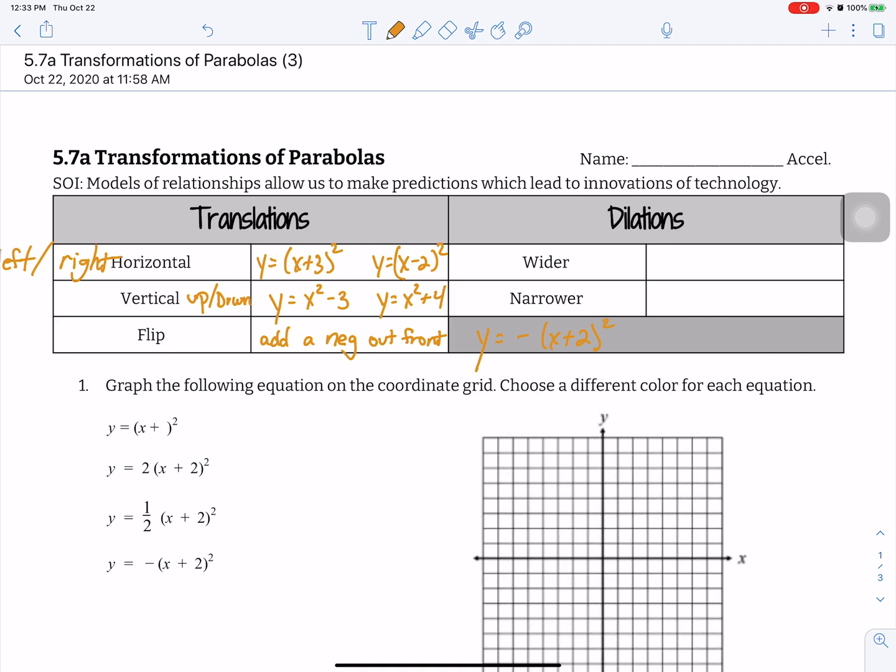Wider is going to take our normal graph and spread it way out, kind of make a big U. We could also throw in that negative sign and flip it upside down. And to do that, we're going to multiply by a fraction. We're going to practice all this as we go through today. And narrower is going to make it super, super skinny, and you're going to multiply by a whole number. Technically a number bigger than 1, but we're going to be using like 1, 2, 3, 4.